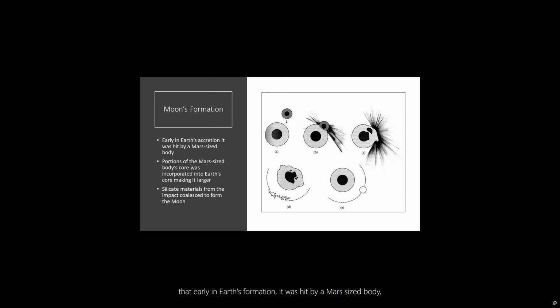The theory is that early in Earth's formation, it was hit by a Mars-sized body, a protoplanet. Portions of the Mars-sized body's core were incorporated into Earth's core, making it larger than the cores of the other terrestrial planets. Silicate materials from the impact accreted to form the moon. From analysis of rocks brought back from the moon, we know that the rocky composition of the moon is the same as the Earth. We also know that the moon has a metallic core, which is likely the remnant of what was left over from the collision.